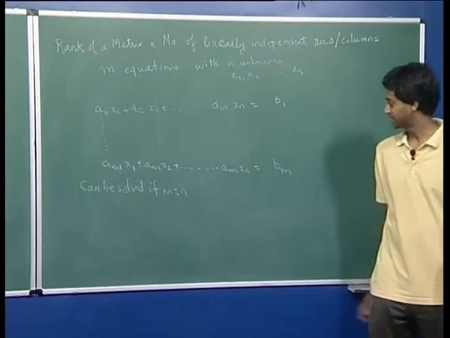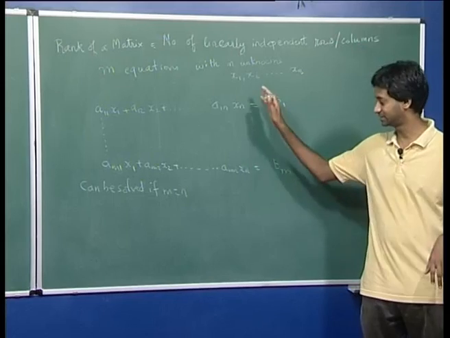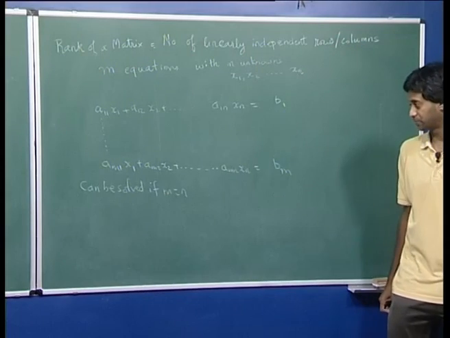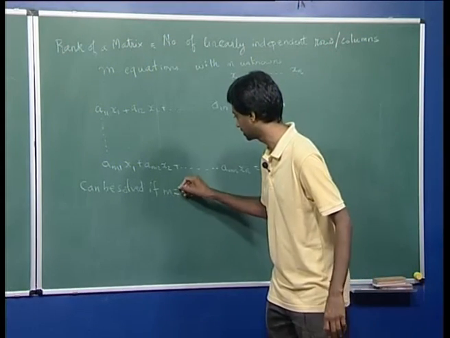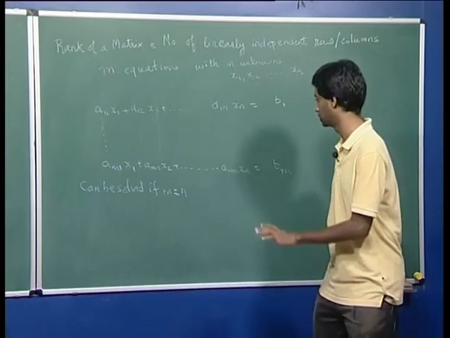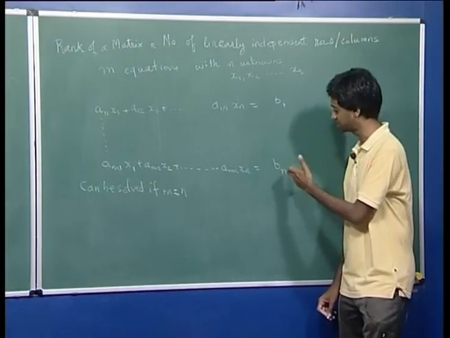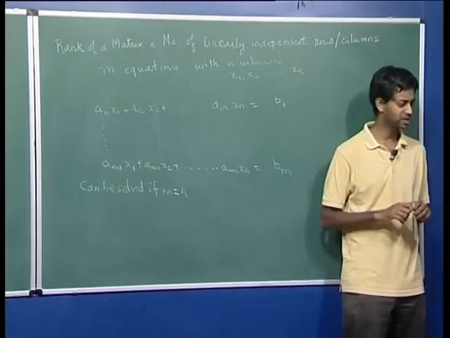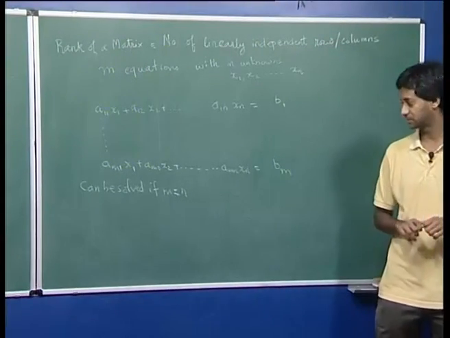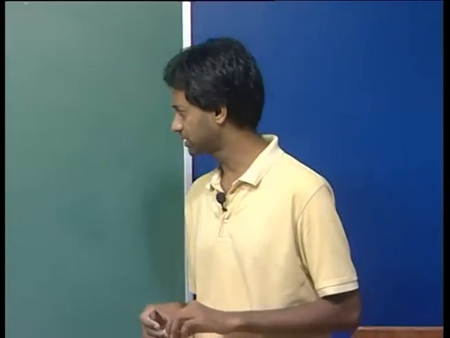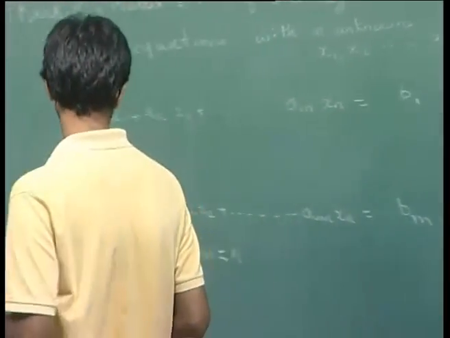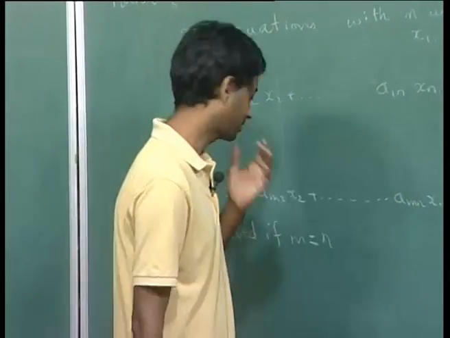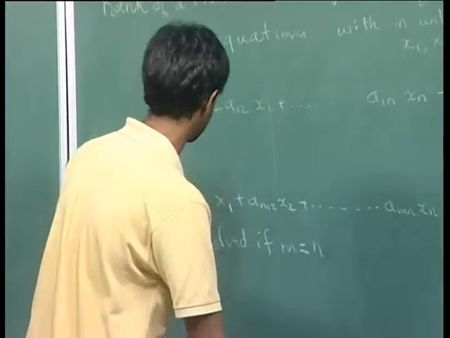If m is greater than n, then you will say that I have too many equations and too few unknowns. So it may or may not be solvable. In some sense I have too many conditions and too few unknowns. So actually the system you say is overdetermined, whereas if m is less than n, you say that I have too few equations, so I cannot solve for all the variables. Okay. But let us look at this in a little bit more detail with specific examples. Okay. So first we will start with the case where m is equal to n.